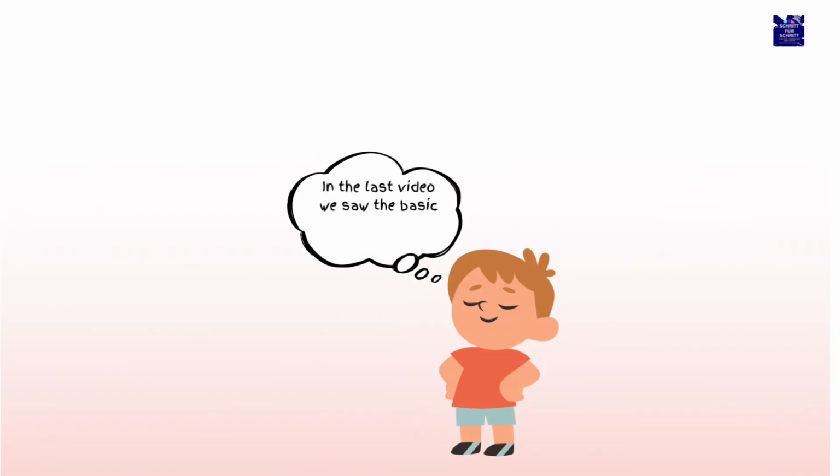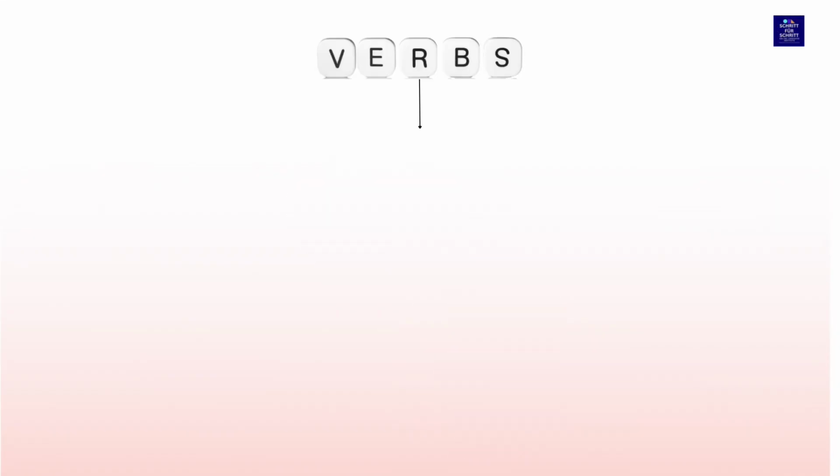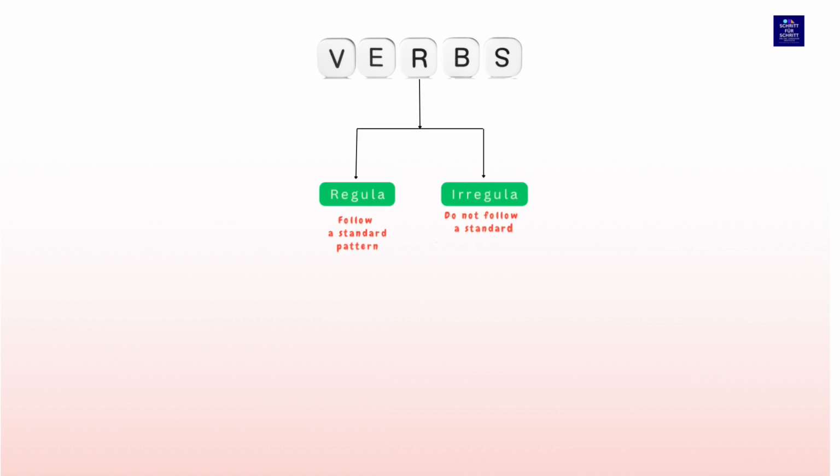In the last video, we saw the basic conjugation and some exceptions. Verbs based on conjugation can be regular, which follows a standard pattern, or irregular, which do not follow any pattern and need to be memorized.